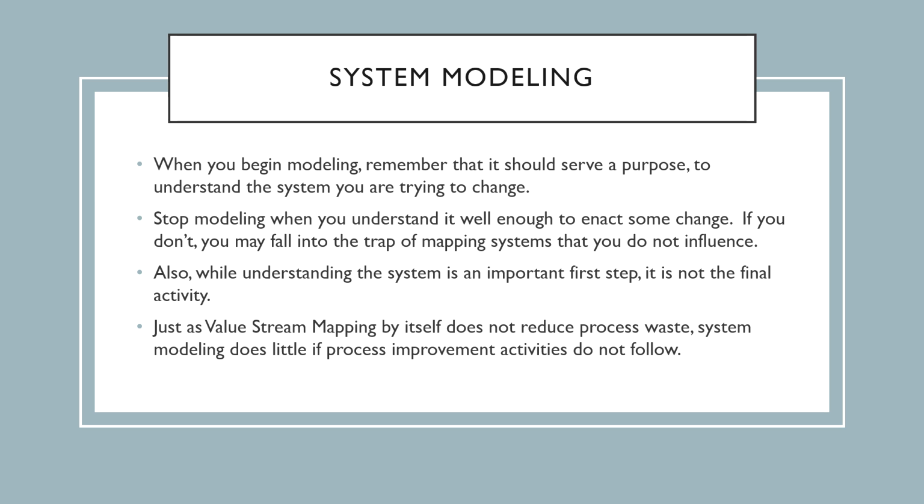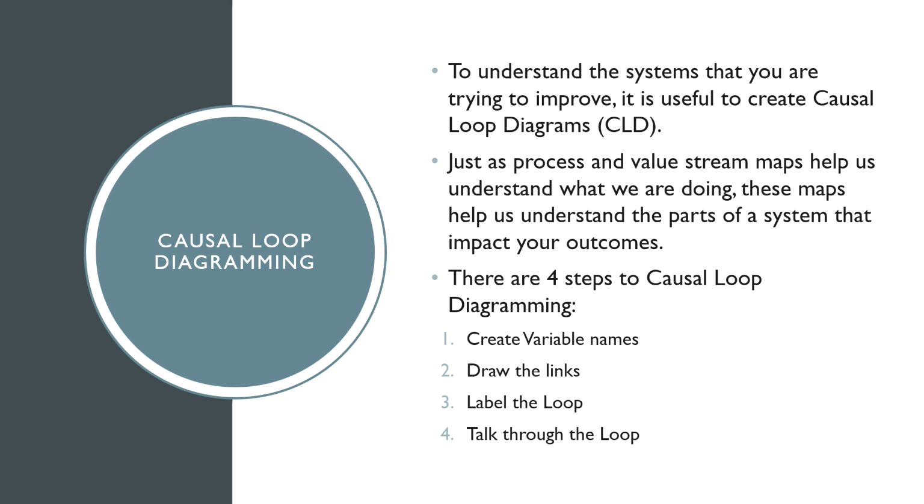Just as value stream mapping by itself does not reduce process waste, system modeling does little if process improvement activities do not follow. As I mentioned earlier, causal loop diagramming is a tool used by engineers to visualize the systems they are trying to understand. Just as process and value stream maps help us understand what we are doing, these maps help us understand the parts of a system that impact our outcomes.